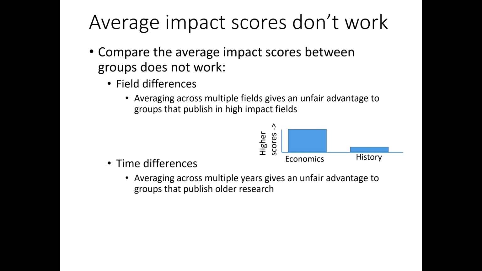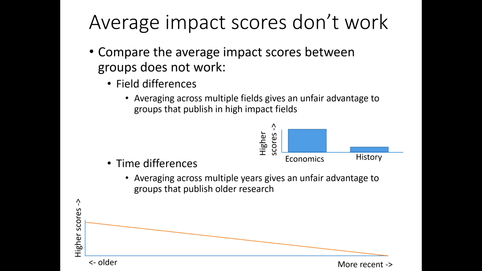And time differences also affect indicators. So in general, groups that publish more of the older research will tend to get higher scores than groups that publish more of the younger research. So it's not fair to compare averages taken over outputs from multiple years. The older the research, the higher the score it gets on average, other factors being equal.